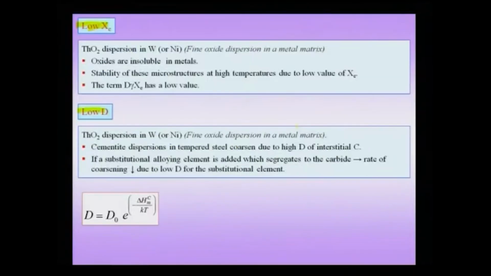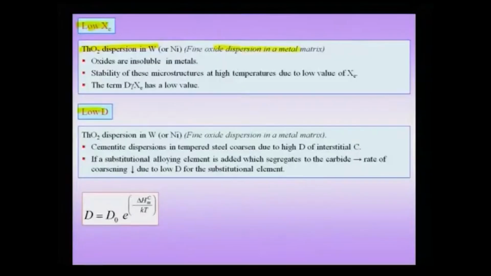Now, in this case, I am talking about thoria dispersed in tungsten. There is very little solubility of the metal in thoria or thoria in the metal, and this can be thought of as a dispersion hardening system rather than a precipitate hardening system. In a precipitation hardening system, the precipitate comes out of the normal reaction of the solid solution, but in this case it is not true. The thoria is intentionally added as a fine dispersion in the metal matrix, and oxides being insoluble in metals, the stability of these microstructures can be retained at high temperatures. As I pointed out, this is an extreme example because there is practically no solubility of thoria in tungsten.